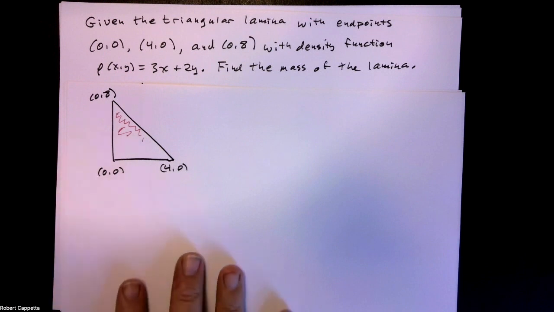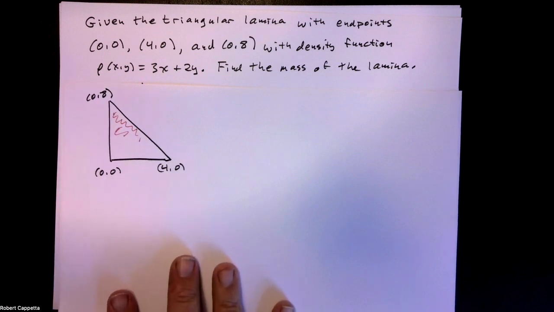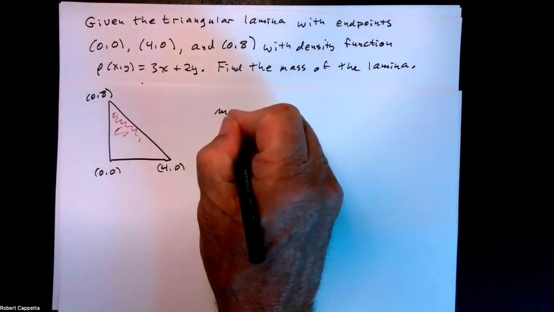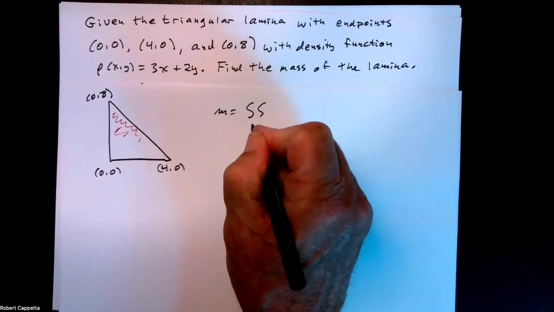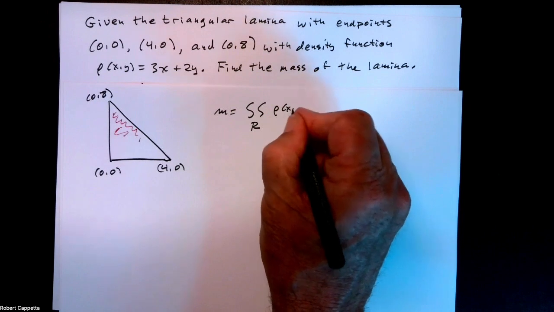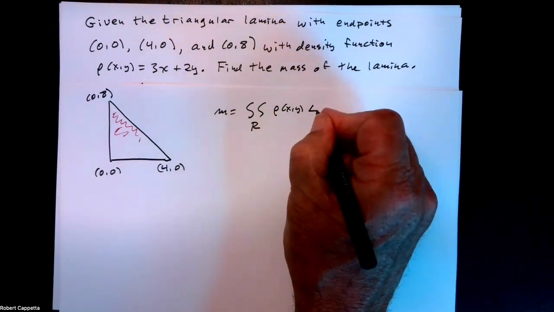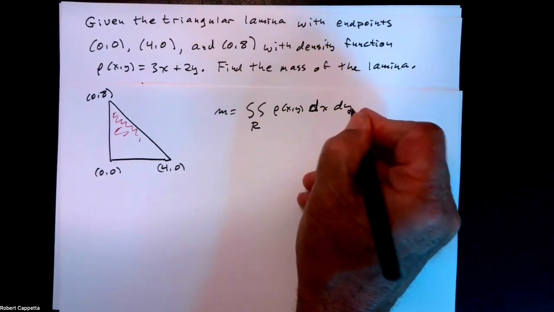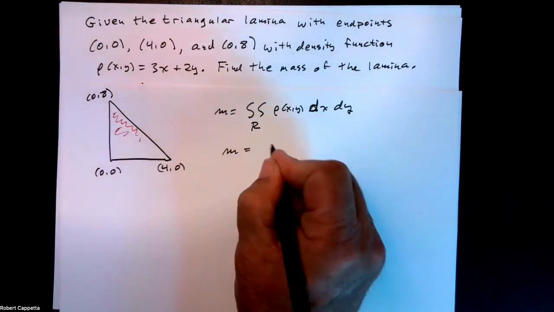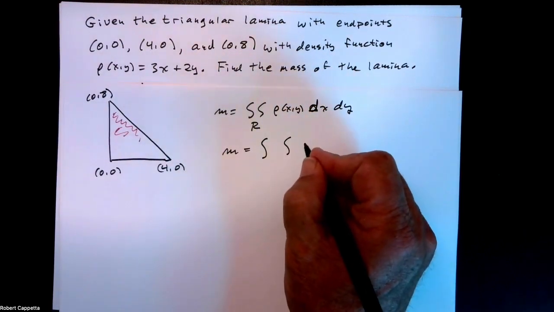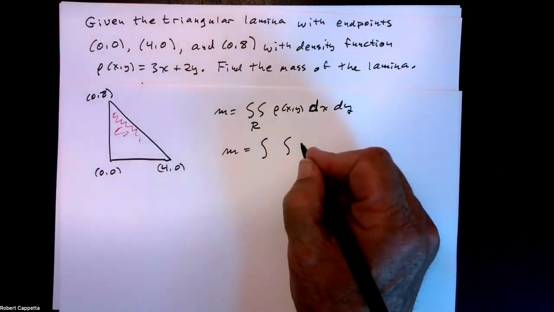Now, how do we find the mass of this lamina? What do we need to do? We have our formula, right? Our formula is that the mass is the double integral over the region of the density function times the area, change in x, change in y, which becomes dx dy. I'm going to go ahead and switch the order a little bit here. I'm going to say rho of x, y, dy, dx because I want to go south to north. Not that you have to.